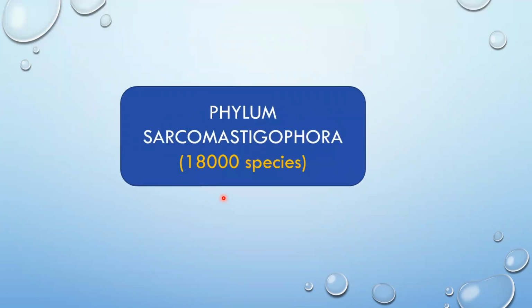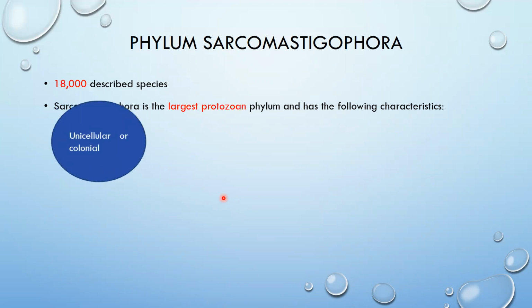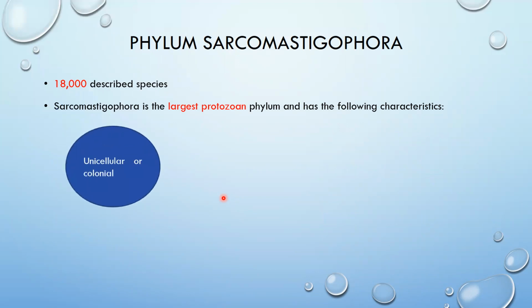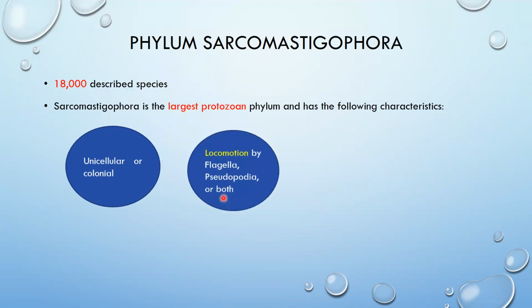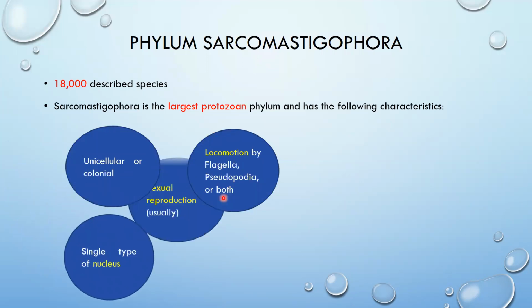Now, first of all, the phylum Sarcomastigophora includes 18,000 species. This one is the largest protozoan phylum, having the following characteristics. The first one is that they are unicellular or colonial. They show locomotion by the flagella, pseudopodia, or by both structures. They have single type of nucleus.